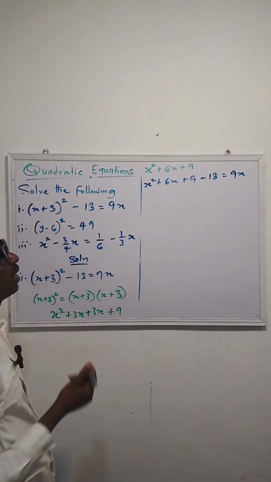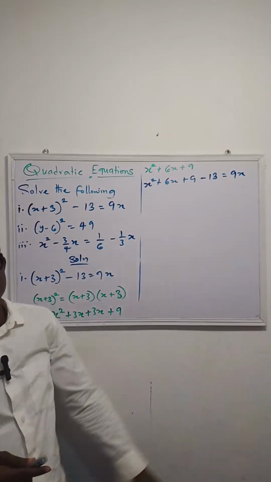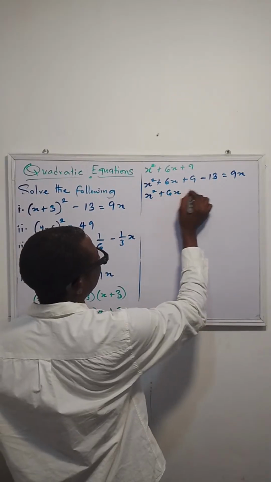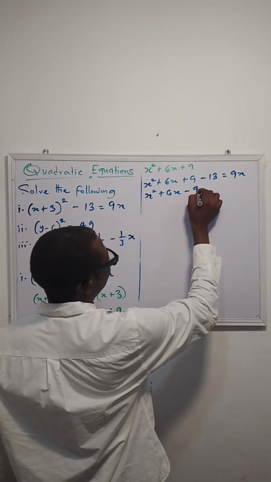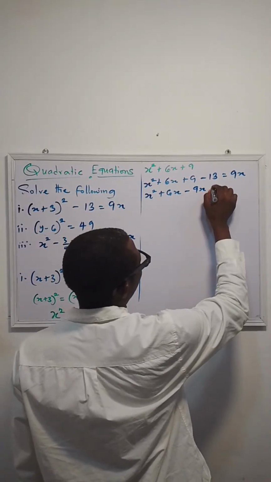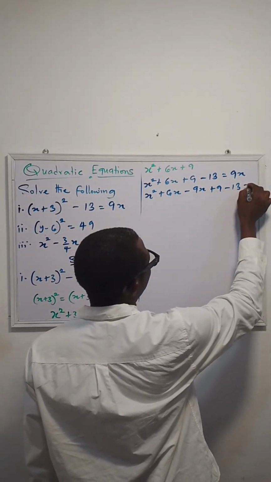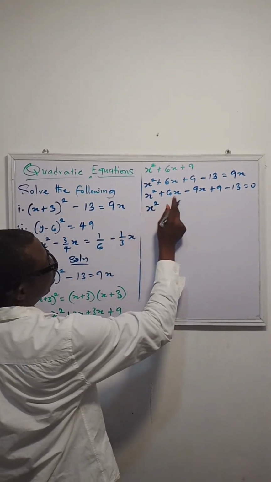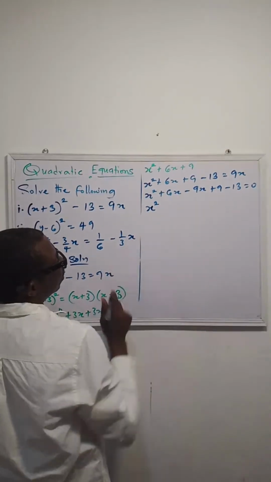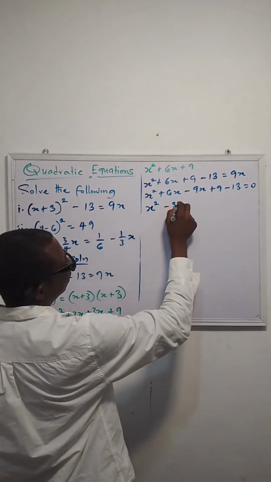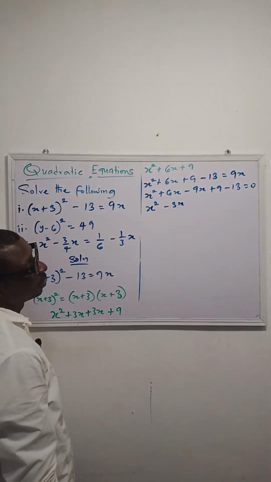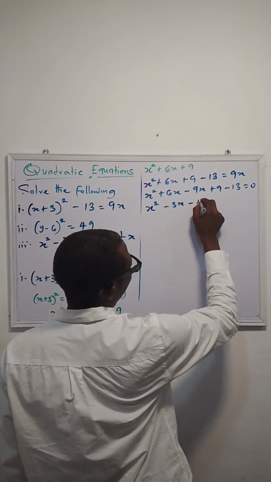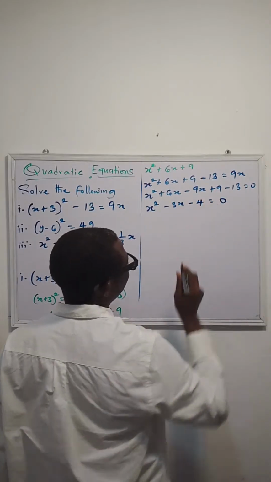Okay, so now the next thing is to transpose 9x. Now let's do that. We have x squared plus 6x, and transposing, we have negative 9x plus 9 minus 13 equals 0. So we have x squared. When you look at this, the x terms are similar, and that gives you negative 3x. Now let's look at this and this. What does it give you? Negative 4 equals 0.